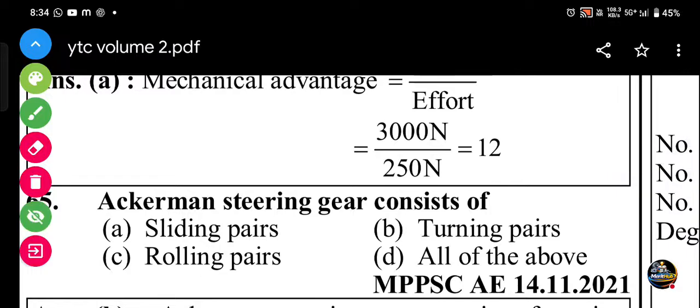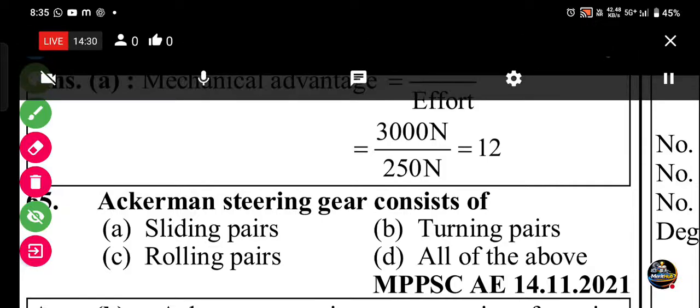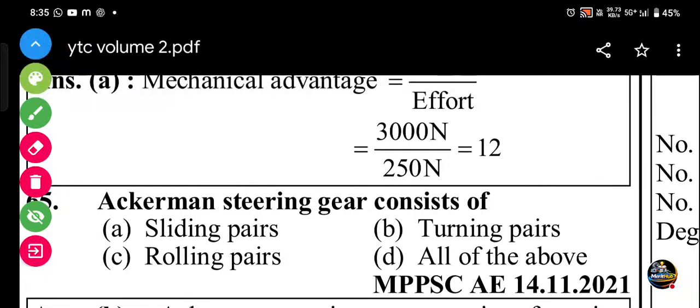Next question. Ackerman steering gear consists of, friends, comment this question, because I discussed this question some time ago. Not a problem. This is the turning pair. These are four turning pairs in Ackerman steering gear.